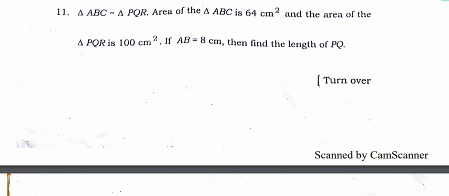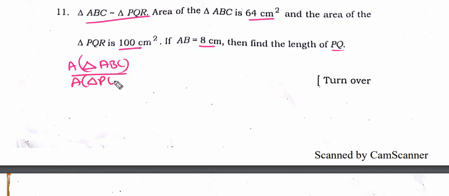If triangle ABC is similar to triangle PQR, area of triangle ABC is 64 centimeter square, area of triangle PQR is 100 centimeter square, AB is equal to 8 centimeter, then find the value of PQ. If these two triangles are similar, then area of triangle ABC divided by area of triangle PQR is equal to the corresponding side AB divided by the corresponding side PQ, whole square. This is on the basis of the area of similar triangles theorem.